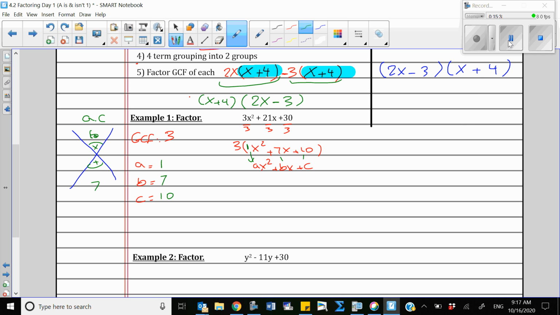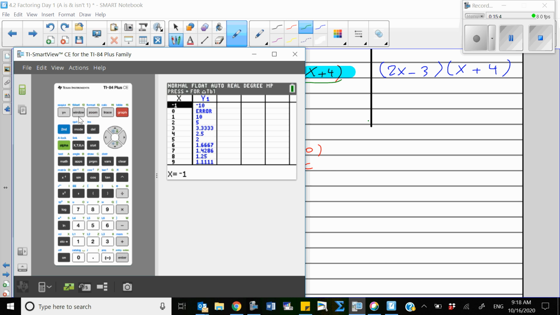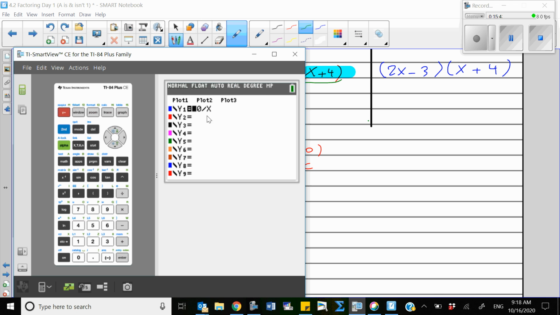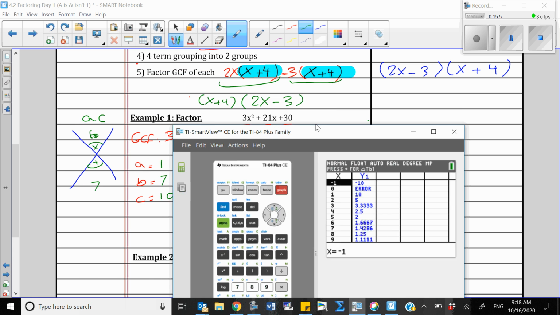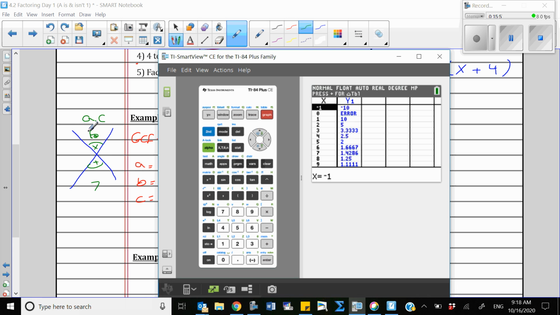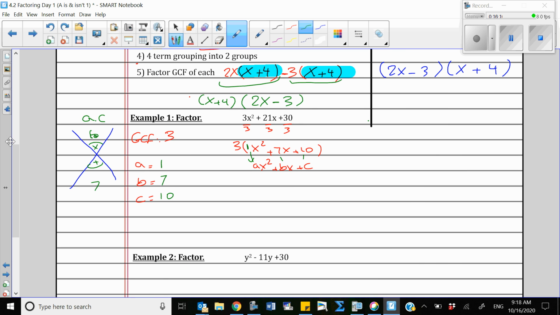Now I'm going to use my calculator to find those two numbers. I go to y equals and write 10 divided by x, then use second table and look at the numbers that I have here. -1 and -10 multiply to give 10, but if I add them, I don't get 7. 1 and 10, no, I don't get 7. 2 and 5, yes. If I multiply them, I get 10, and if I add them, I get 7. I'm going to write 2 and 5 here.